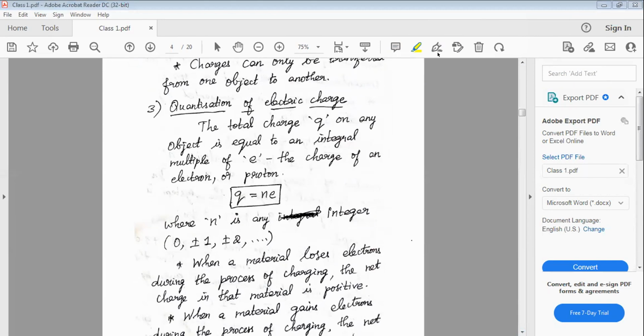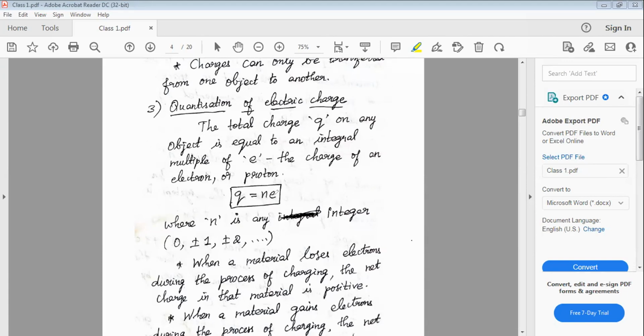Okay, e is nothing but the charge of an electron, or the charge of the proton as well. Whenever you want to find the total charge on any object or material, that is simply an integral multiple of e. So Q equals n times e, where n is any integer. It can be 0, plus or minus 1, plus or minus 2, like that. So what does it mean? The electric charge value cannot take any arbitrary value. It has to be an integral multiple of the basic unit e.